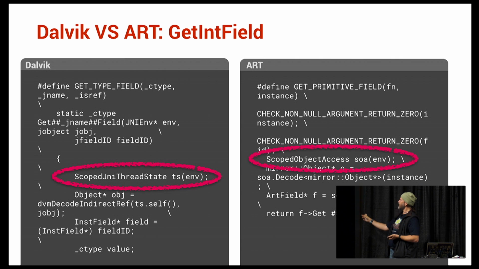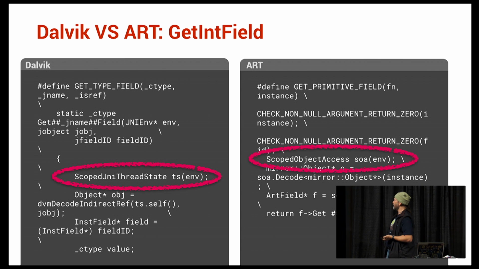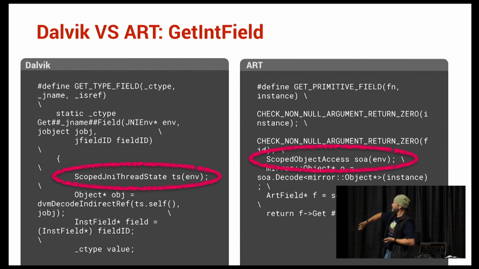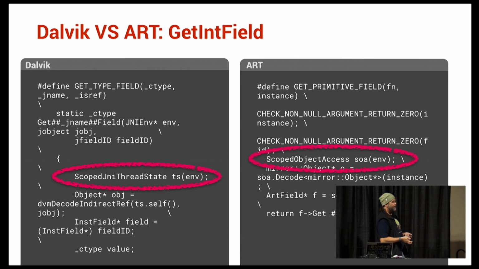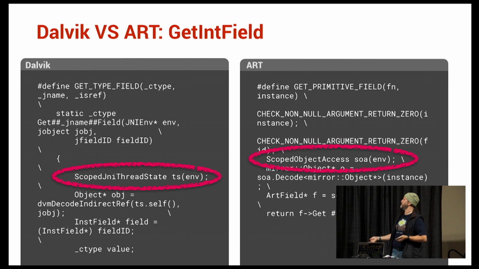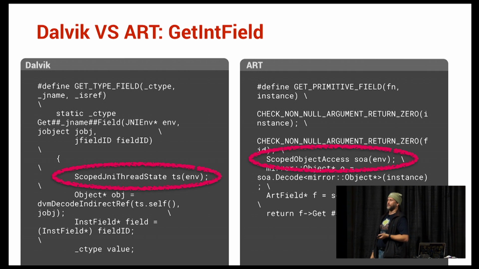So when we're actually accessing a variable like this, which is an int field, all of these are variables that are inside of the runtime, we actually have to switch the state of our thread in order to do that. And that means that we're doing a whole bunch of synchronization. And that synchronization is expensive. It's expensive on the order of about 300 nanoseconds.